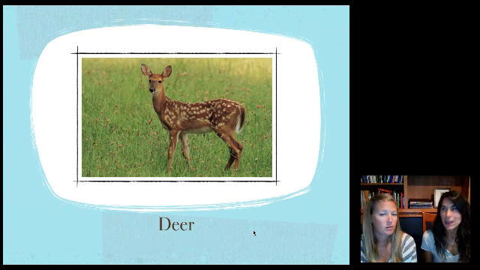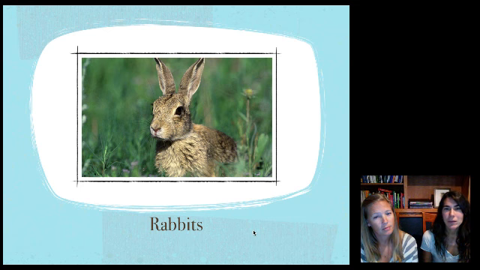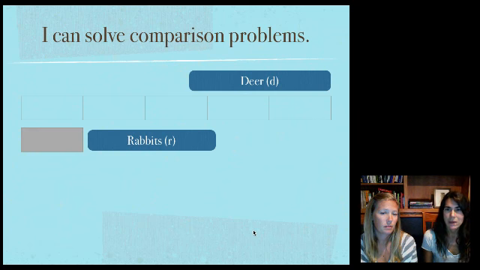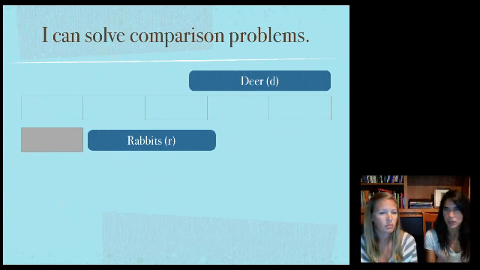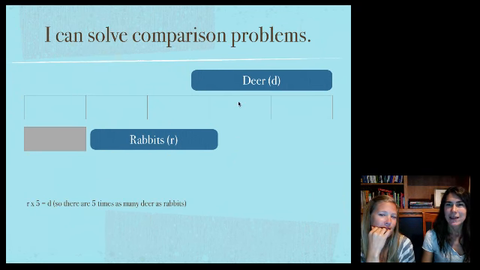Now we're going to look at a second comparison problem, and this is something you might see in Michigan: deer, and we have rabbits. So this graph represents deer by the variable D and rabbits by the variable R. And what you'll notice is that this smaller box for rabbits we can compare to the deer. So we have our rabbits times how many to equal deer? Well, I can see here that we have 1, 2, 3, 4, 5. So R times 5 will equal how many deer we have.